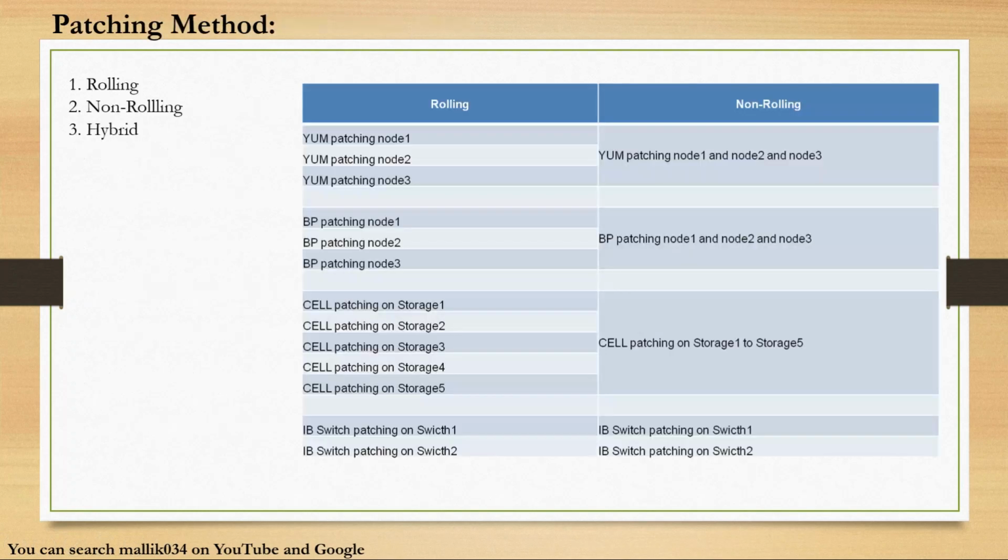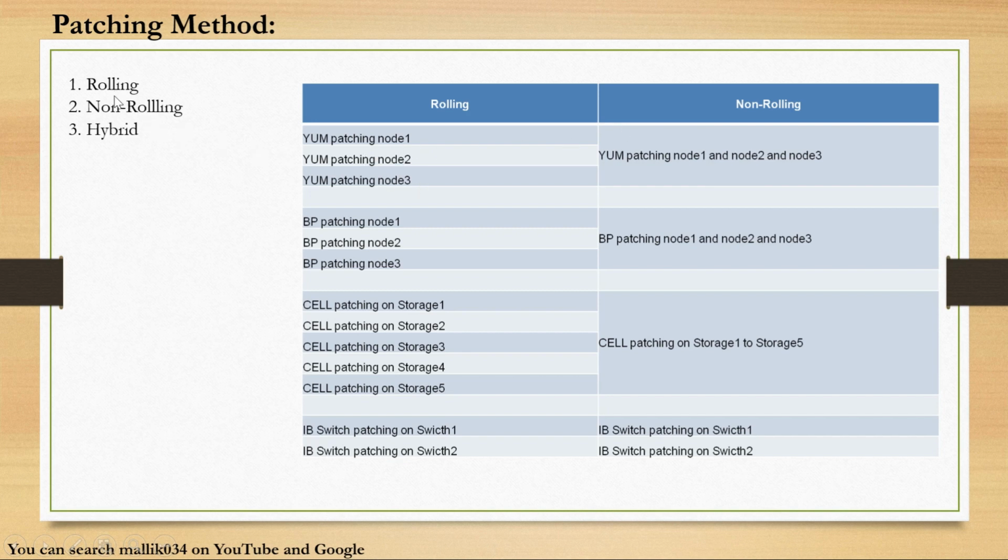So going to the next slide. What are the patching methods offered by Oracle that a customer can choose? The customer can choose either rolling, non-rolling or hybrid. Rolling means patching one node at a time. If I have 3 DB nodes, I can patch DB node 1, DB node 2, DB node 3, one at a time.